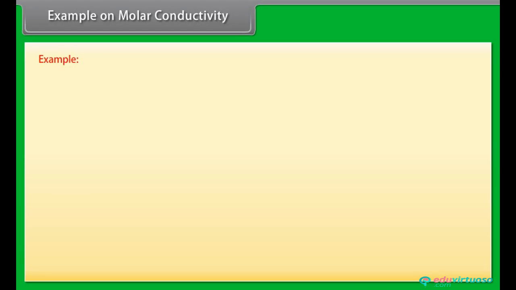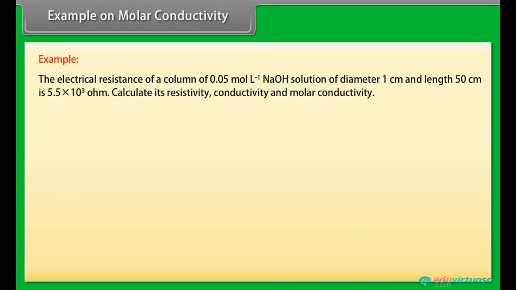Example on molar conductivity. Let's take an example of molar conductivity. The electrical resistance of a column of 0.05 mole per liter NaOH solution of diameter 1 centimeter and length 50 centimeter is 5.5 × 10^3 ohm. Calculate its resistivity, conductivity and molar conductivity. Let's see the solution. Here given values are R = 5.5 × 10^3 ohm, C = 0.05 mole per liter, r = 0.5 centimeter, L = 50 centimeter.